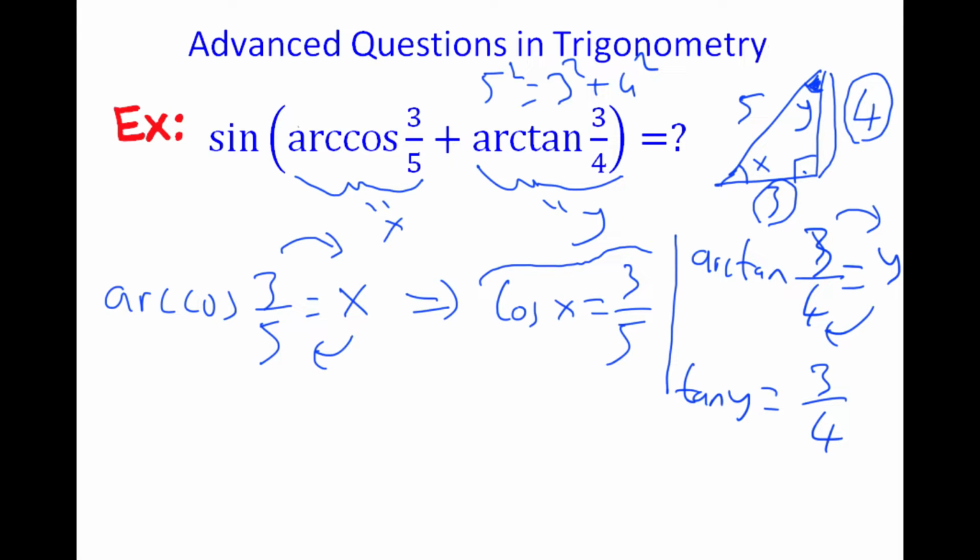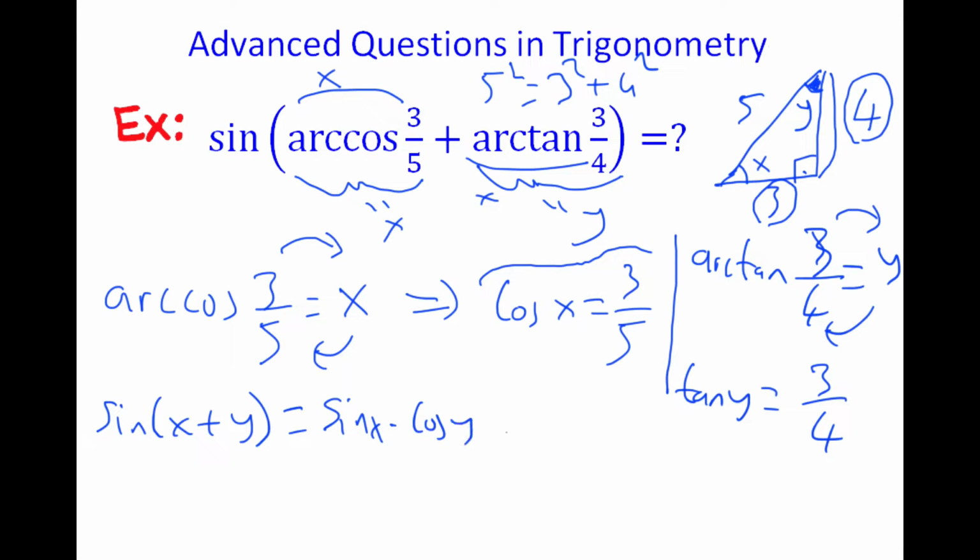Now because this part is x and that part is y, our question becomes sine of x plus y. This is the sum formula for the sine trigonometric function, and that is equal to sine x times cosine y plus cosine x times sine y. We should know this in order to solve this question.